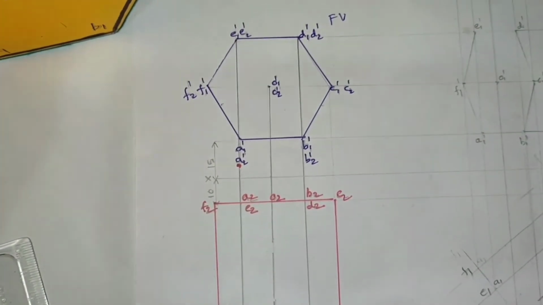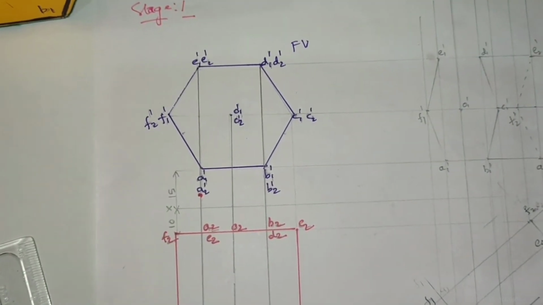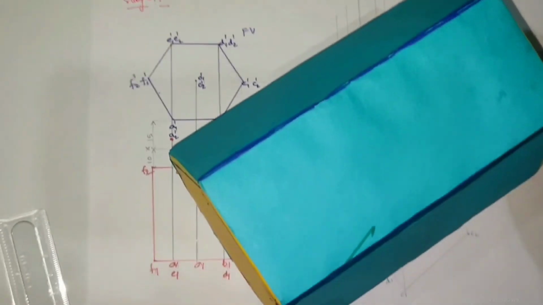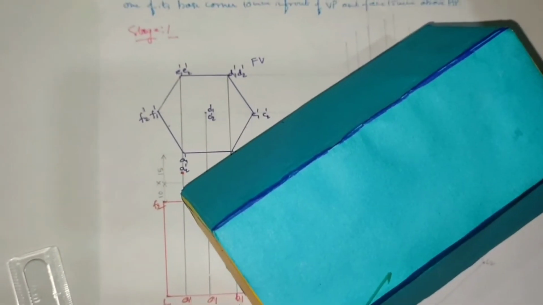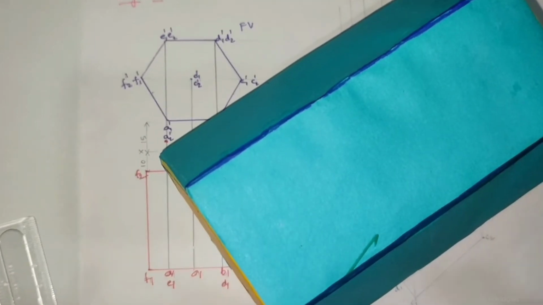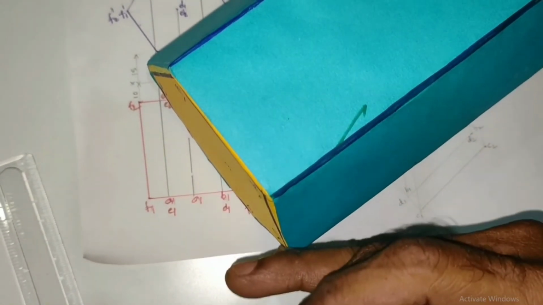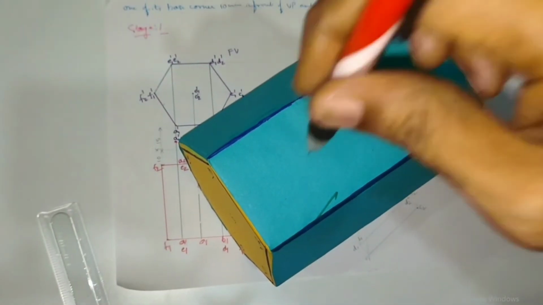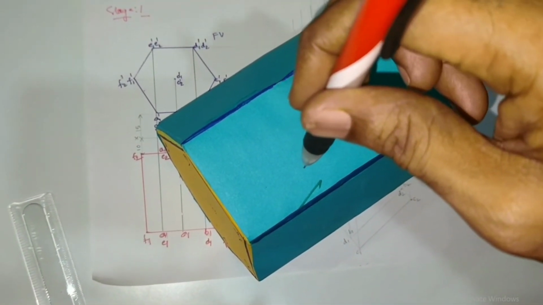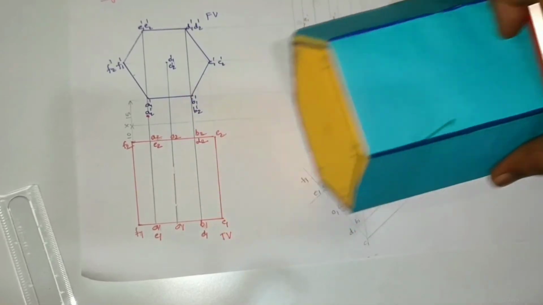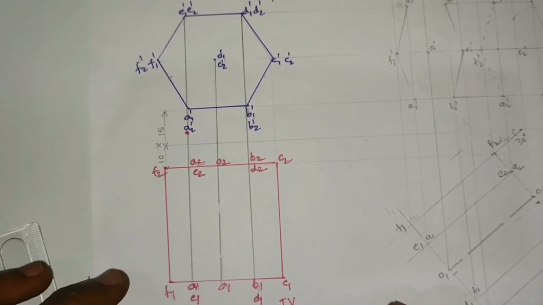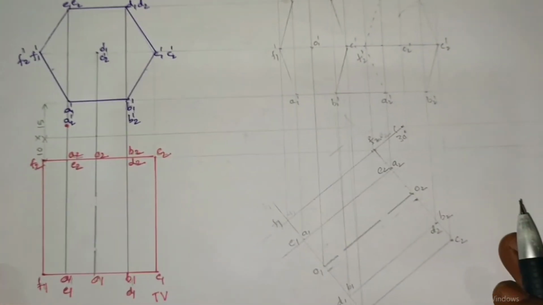After that, stage 2 is the process in which we consider the exact position of the prism, that is like this. Now the prism is positioned in this fashion, so that the axis makes an angle of 30 degrees with respect to the vertical plane. Now the front view will be along this direction, and the top view will be in this direction. The top view will be exactly the same as in stage 1. Whatever top view we have in stage 1, that will be the same in stage 2 also.